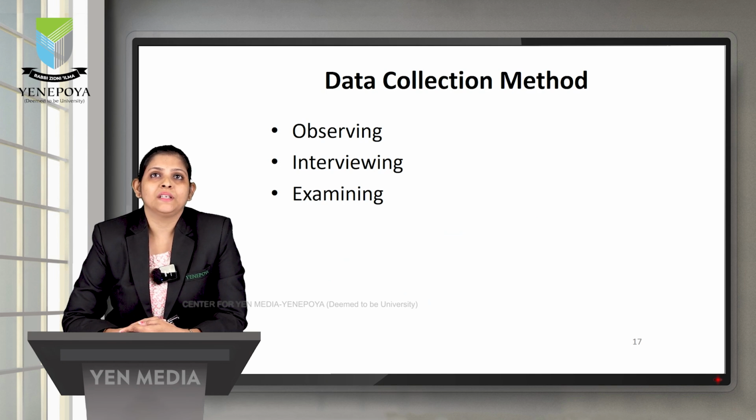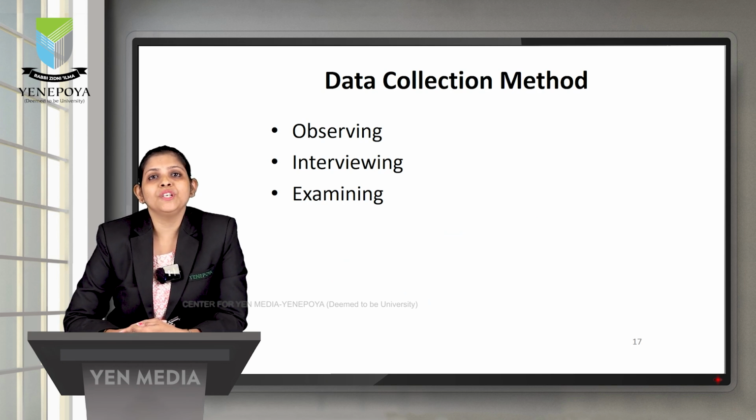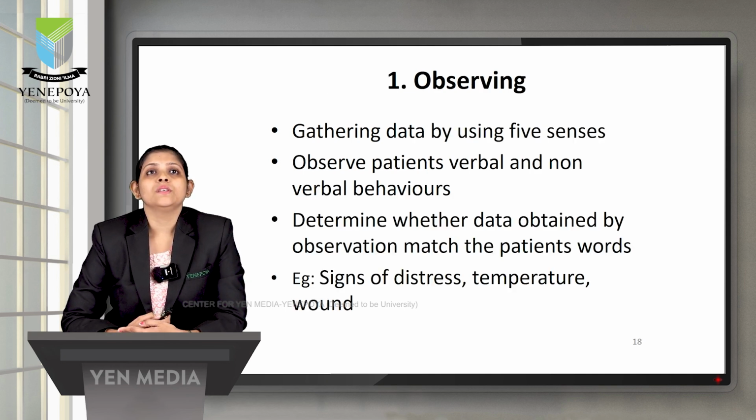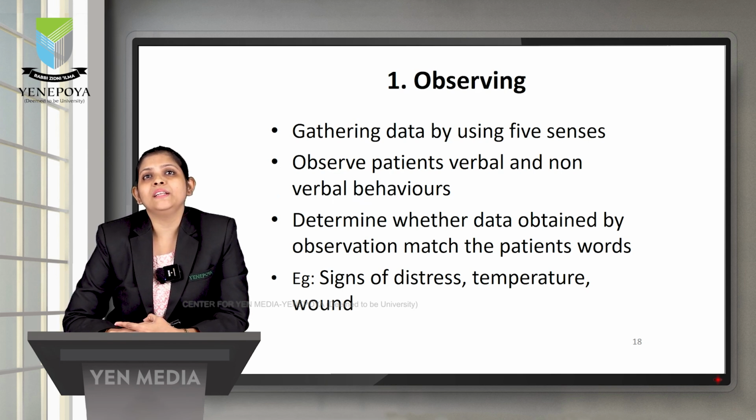Next, the data collection method. There are mainly 3 types: the observation, the interviewing and the examining. So observation is where you observe the things, where you observe the patient, whereas interviewing is where we communicate with the patient, whereas examining is through the physical examination. So we will see one by one. First one is observation. So observation is where we gather the data by using our 5 senses. So here we have to observe both verbal and non-verbal behavior.